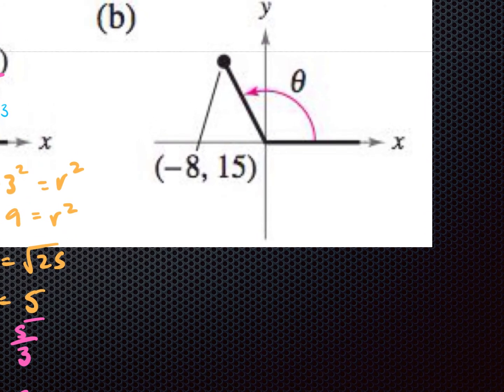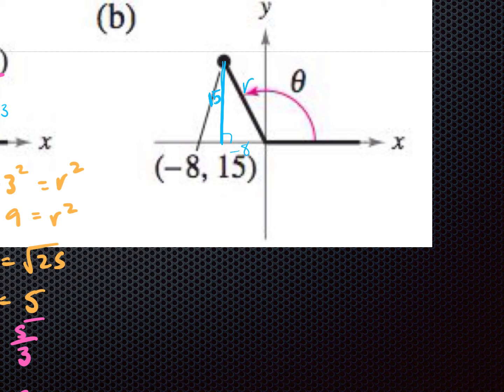Alright, for the next one, I'm going to drop down my triangle. You always form your triangle with the x-axis. So here's my little right triangle. This side's -8, this side is 15. Because 8 is the x, so that goes along the x-axis. 15 is the y, so that goes up or down.